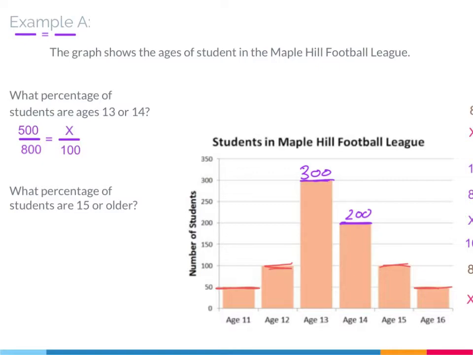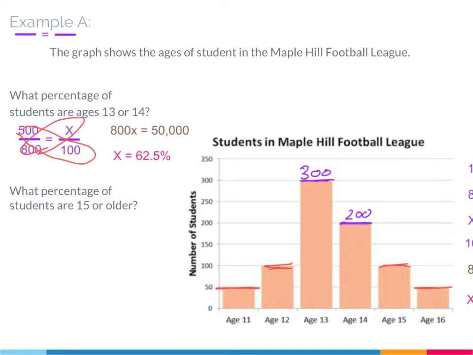Now I've got a proportion, so to solve proportions, I'm always going to cross multiply. I'm going to cross multiply 500 times 100, 800 times x. When I do that, I get 800x equals 50,000. Then I'm going to divide both sides by 800, and when I do that, I end up with x equaling 62.5%. So a little bit more than half of the students in this league are 13 to 14. And that makes sense. If you're looking at the graph, they are the largest bars, so you can see that, yeah, they would probably make up more than half of the students.